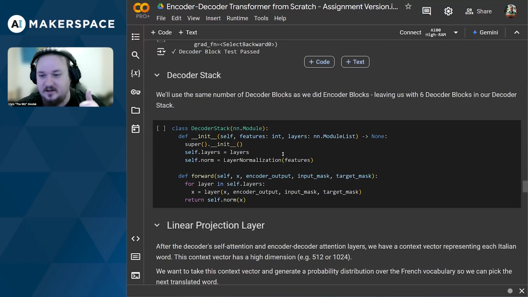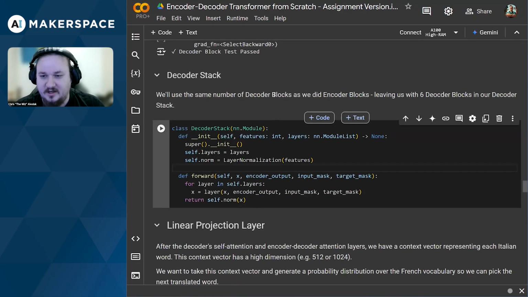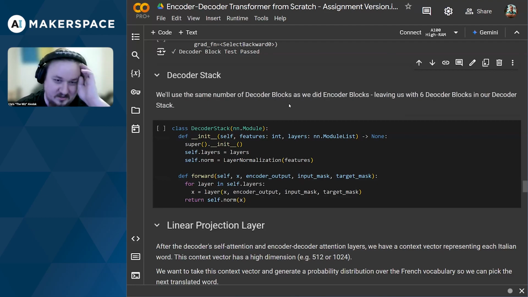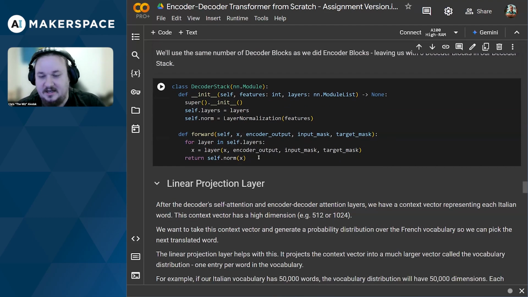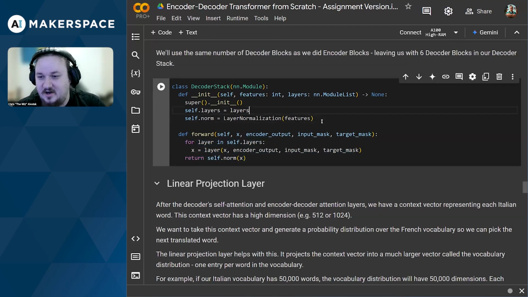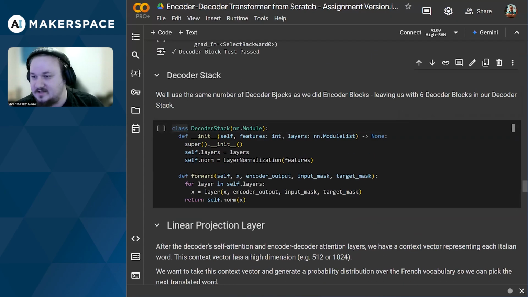Again, we test it. The test will pass if you're running the notebook. If you're writing the code, I believe I'm not making you write this code, so that'll be easy. And then for the stack, to no one's surprise, we put in a for loop and we run it n number of times. That's it.